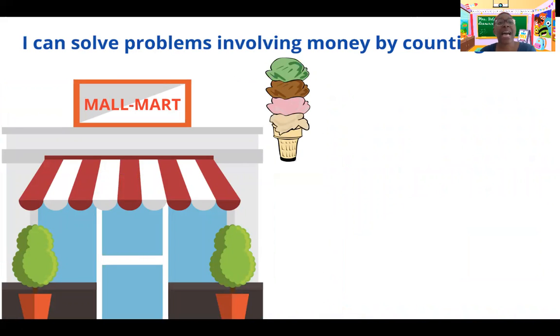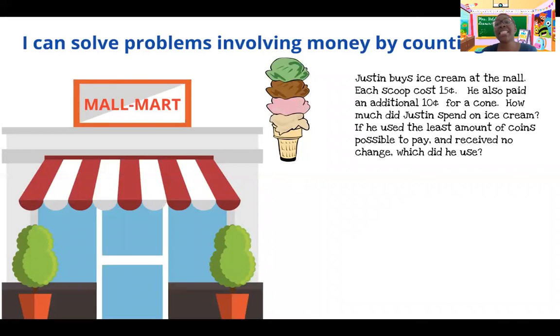All right, middles, here's your problem. Your problem says, I can solve problems involving money by counting coins. We are back at the Walmart, and here's our problem. Justin buys ice cream at the mall. Each scoop costs 15 cents. He also paid an additional 10 cents for a cone. How much did Justin spend on ice cream? If he used the least amount of coins possible to pay and received no change, which coins did he use?